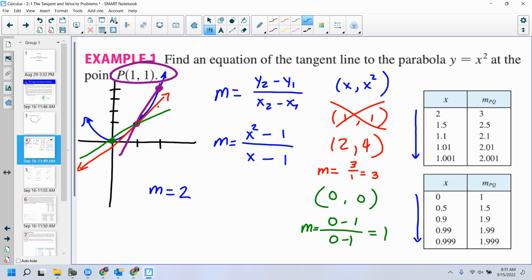Yeah, we can theorize that the slope is 2. Our job in calculus is to actually figure out how to find that slope. This is the essential question of calculus: how do you find instantaneous slope? How do you find the slope of a tangent line? That's what we're doing in all of calculus.